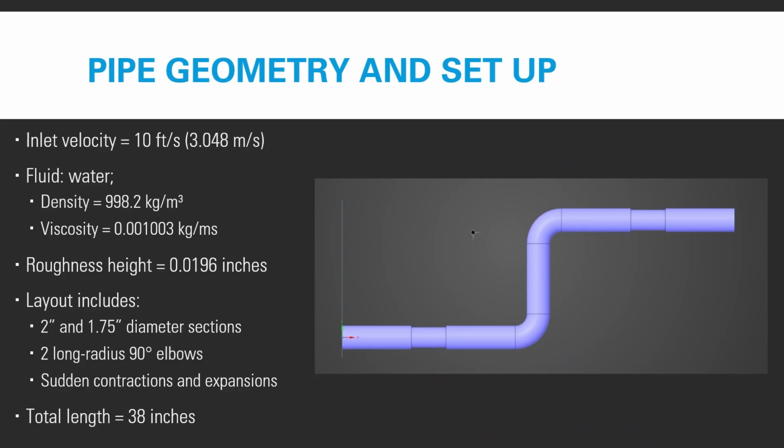From there, it enters a long radius 90-degree elbow that runs 6 inches vertically upwards, then passes through a second 90-degree elbow to return to horizontal flow. And after that, we repeat the same reducer, short pipe, expander pattern on the outlet side. So in total, we have 4 different sudden diameter changes, 2 elbows, multiple straight sections, and a realistic surface roughness.